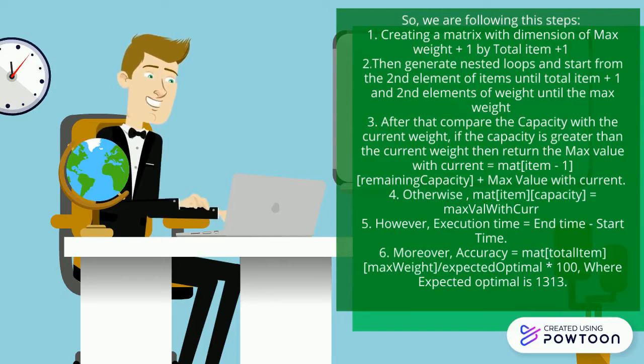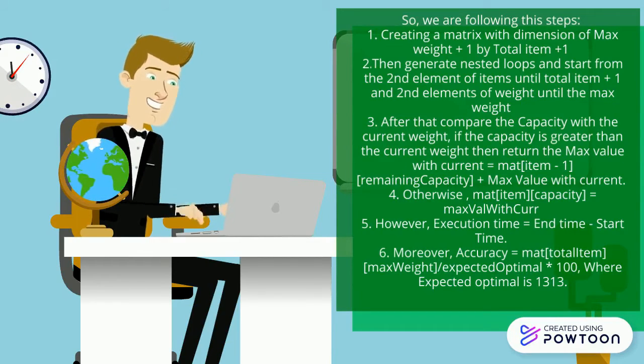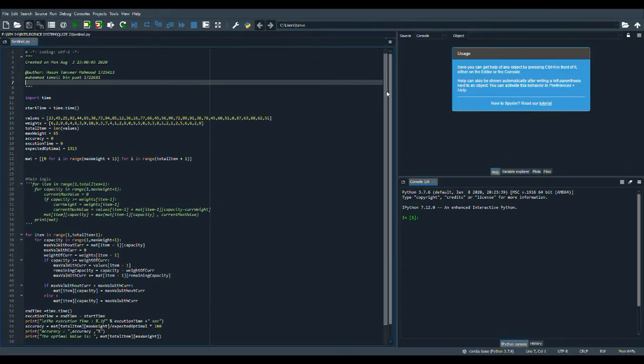For execution time, we take end time minus start time, so we can get the execution time. Moreover, for accuracy, we take our optimal value divided by the expected value, times 100, where the expected value was 1313. So let's move to the coding. I will describe the coding now. This is our coding part.